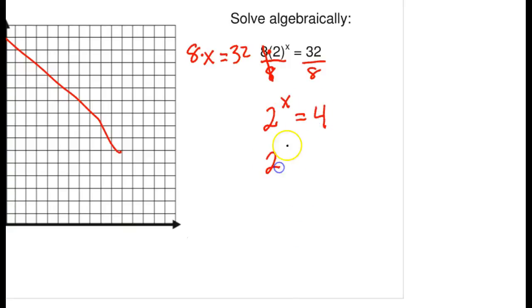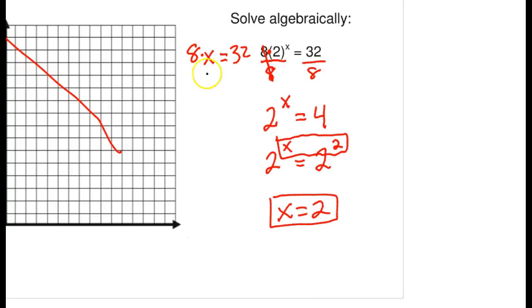And then figure out, okay, 4 is 2 to what power? Right. 4 is 2 to the 2. So therefore, bases are equal, exponents are equal, x equals 2. So we're using a lot of the same properties we've always used to undo things.